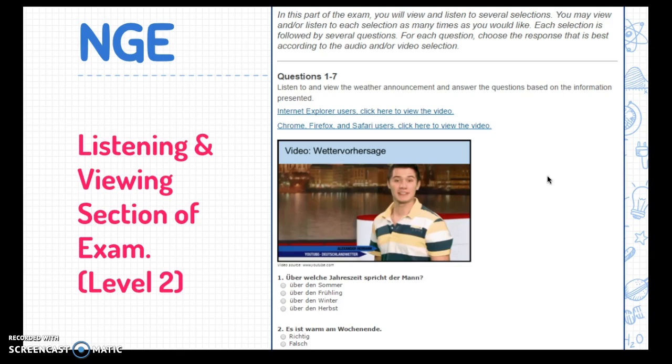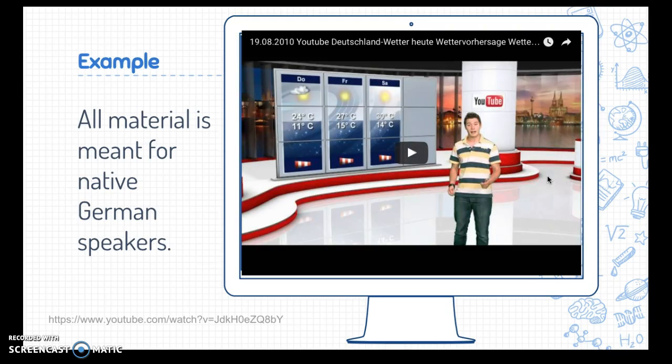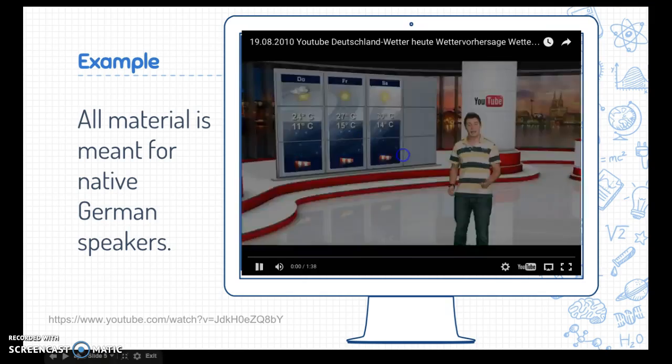Here is an example. Like I mentioned, all the material on this exam is authentic and is meant for native German speakers. That means it has not been modified, slowed down, or altered in any way. Everything that is used was created for native German speakers. So here's just an example of a video that the level 2 students would have to watch and then answer multiple choice questions about.